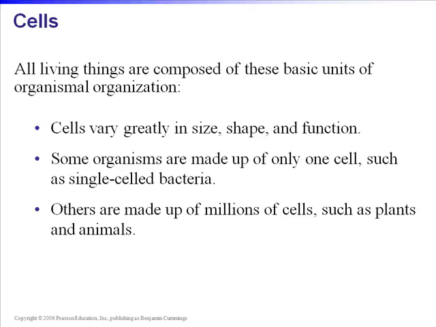Cells vary greatly in size, shape, and function. There is tremendous diversity of different types of cells, and we'll look at some of those as we go on. Some organisms are made up of only one cell, so they're called single-celled organisms, such as a single-celled bacteria or an amoeba. Others are made up of millions of cells, such as plants and animals.